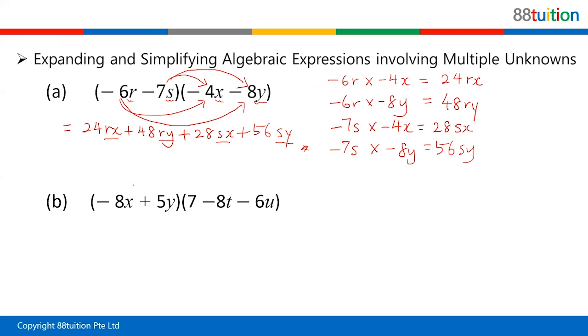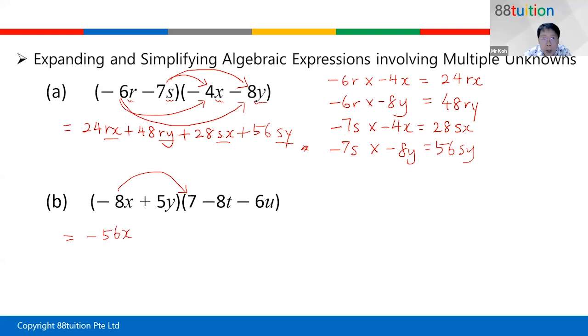Is it minus 8x times 7? Yeah, what do you get? Okay, what do you get? Minus 8x times 7. Minus 56x. Very good. Okay, the next one.